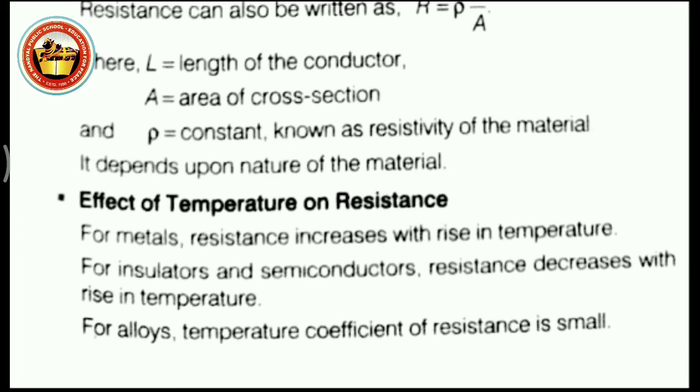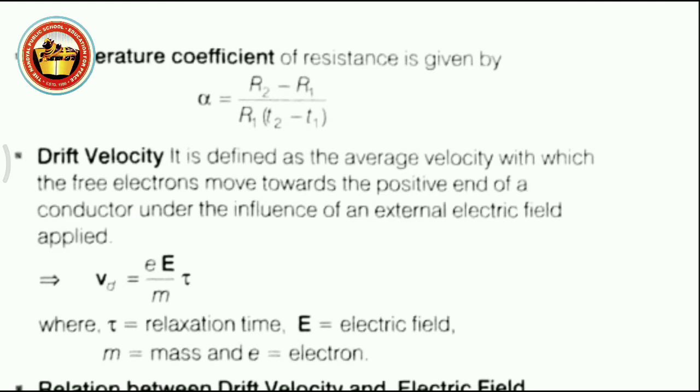Effect of temperature on resistance. For metals, resistance increases with a rise in temperature. For insulators and semiconductors, resistance decreases with a rise in temperature. For alloys, the temperature coefficient of resistance is small. The temperature coefficient of resistance is given by alpha is equal to (R2 minus R1) divided by R1 (T2 minus T1).